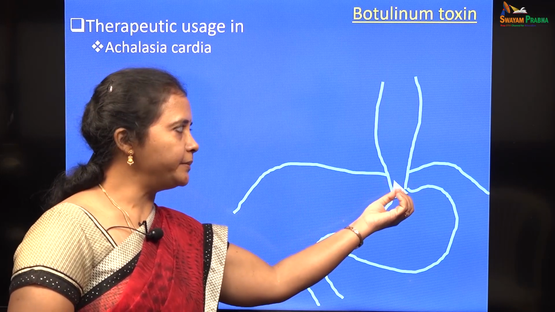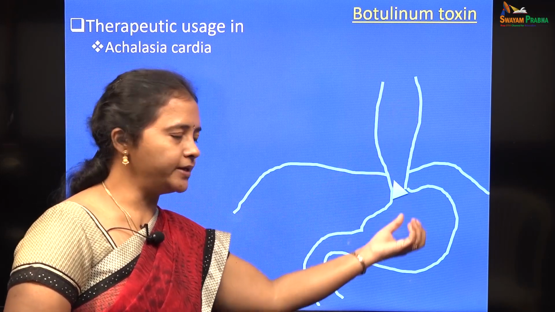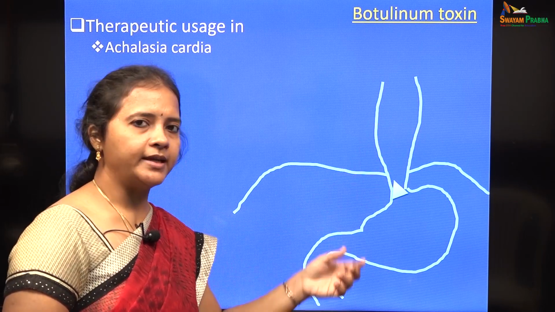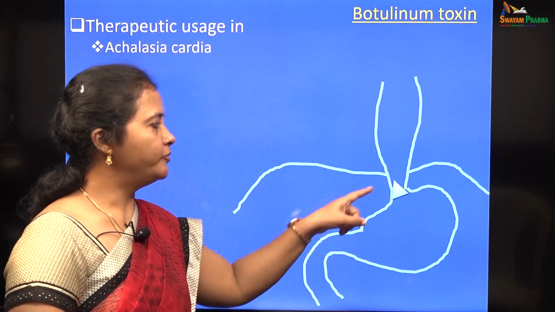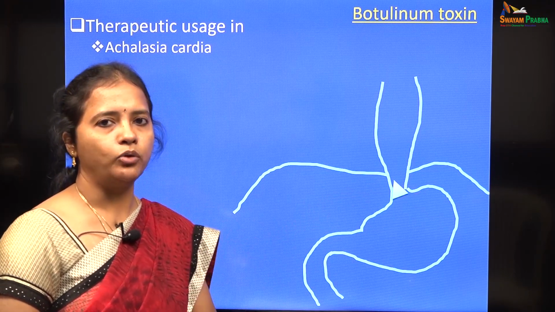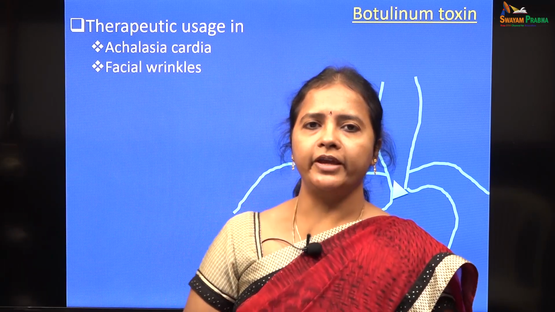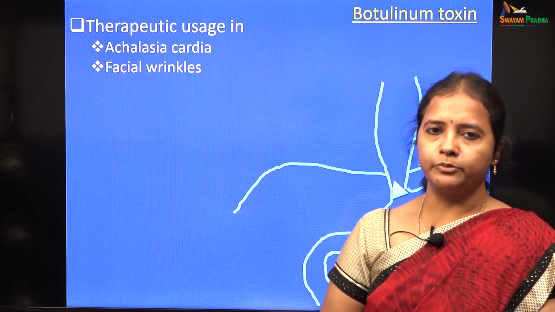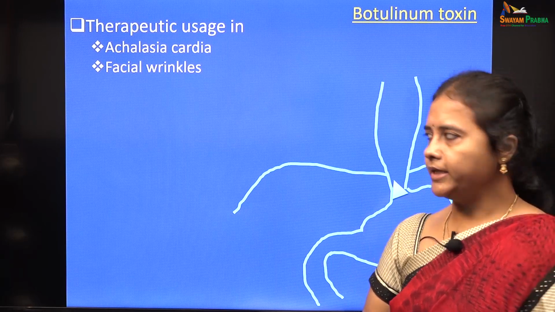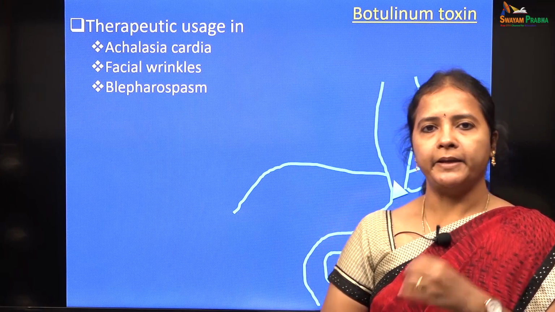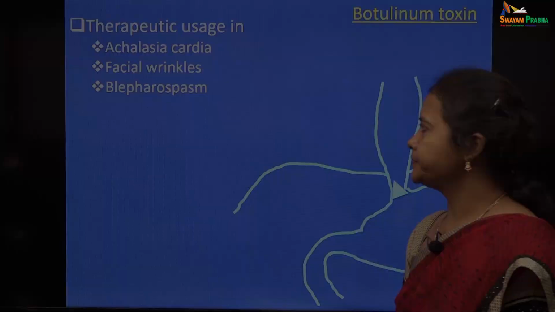When the tone is hyperactive, the food and water cannot properly enter into the stomach and get accumulated in the esophagus. So, Botox injection can be used as one of the treatments for relieving these hypertonic sphincters. Other conditions like facial wrinkles, where Botox injection can be administered locally, and it can also be used as a treatment for blepharospasm, which is spasm of the eyelid muscles.